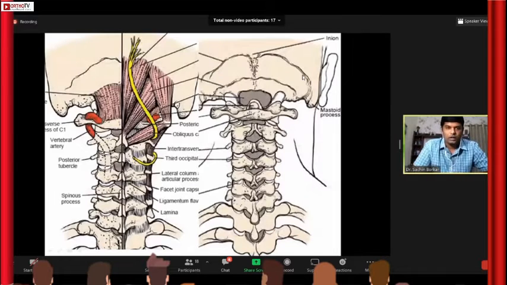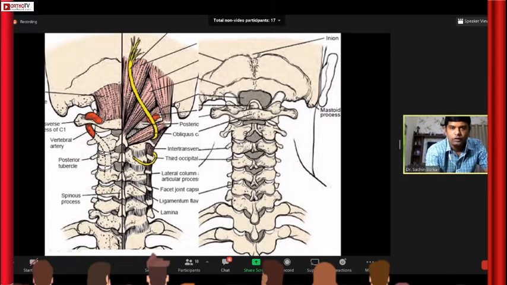So coming to the anatomy, what is actually the lateral mass? It is actually a block of the bone between the superior and inferior articular process. And as you can see, this quadrangle is the lateral mass. So we are not concentrating on C1, C2. We are just concentrating on the subaxial cervical spine.